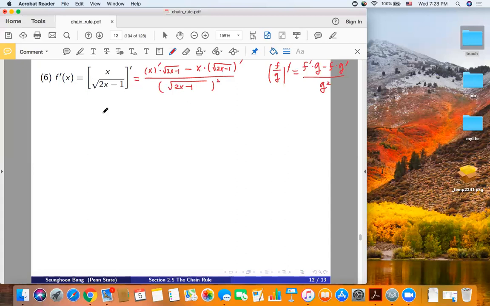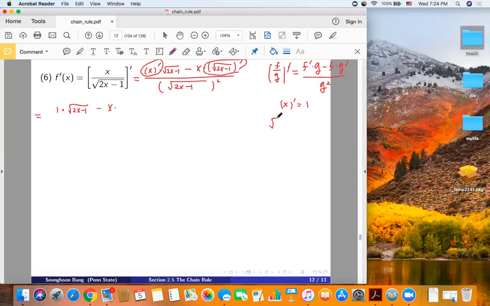So what's that? This is the same as this. What is x prime? Do you remember? X prime is, yeah, 1 again. This is 1. We have 1 times the square root of 2x minus 1, minus x times, what is the square root of 2x minus 1, prime? I can calculate here.